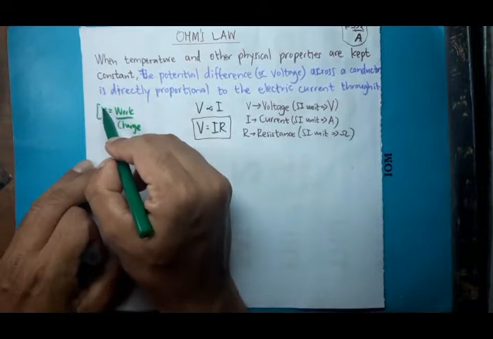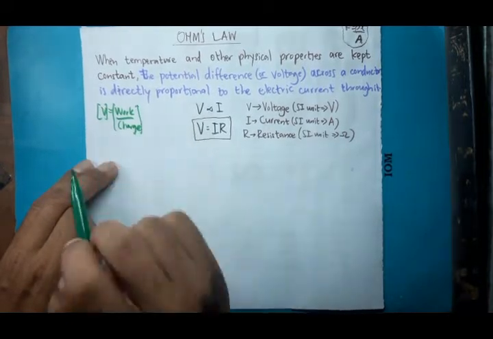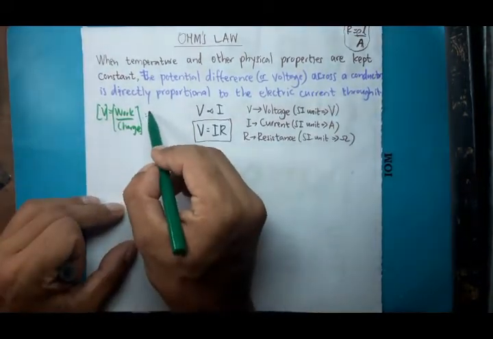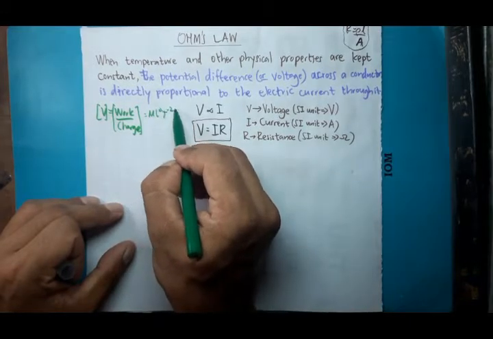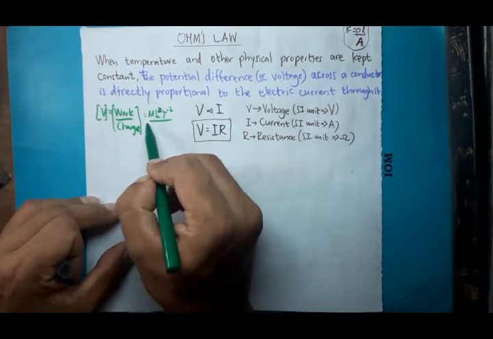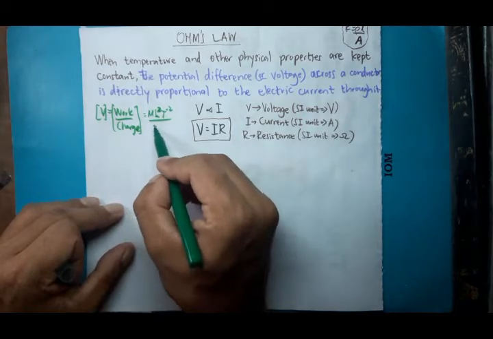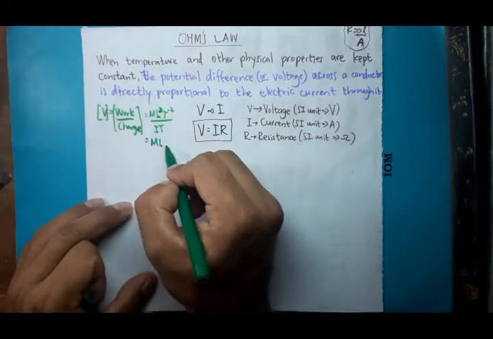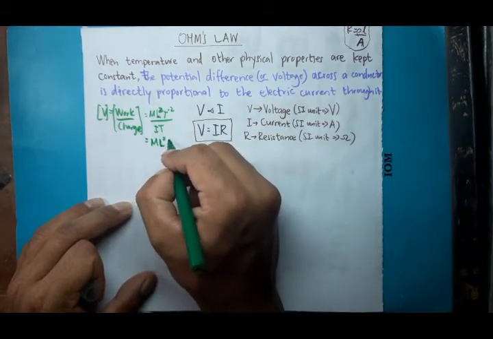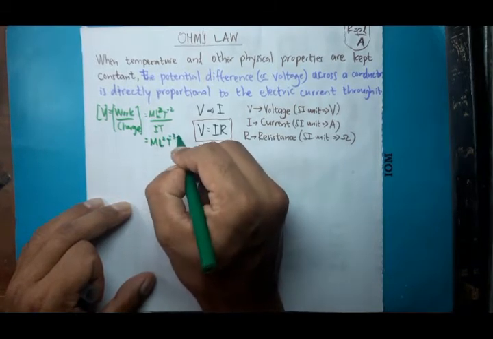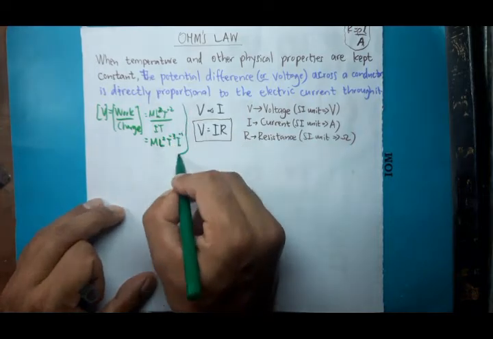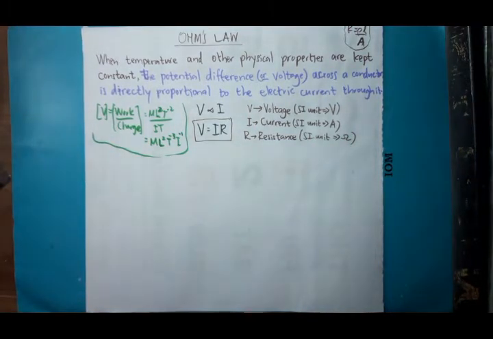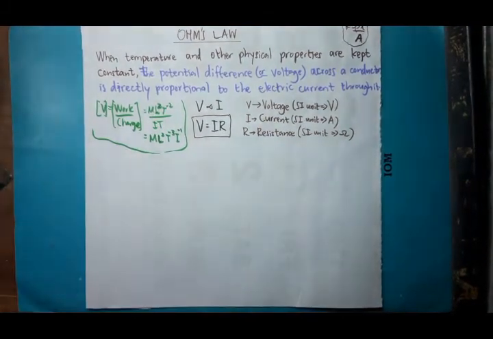So if you want to find the dimension of voltage, you have to find the dimension of work over charge. And what is the dimension of work? That is ML^2 T^-2. And what are the dimensions of charge? Charge is current into time, so it is IT. So finally you will end up in ML^2 T^-3 I^-1. We have already done this earlier. These are the dimensions of voltage. I hope you can remember that.